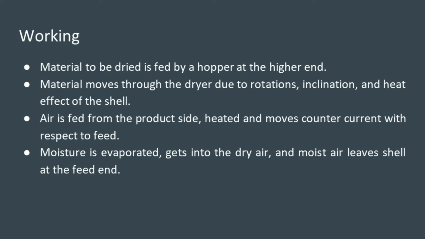Working of rotary dryer. The material to be dried is fed at the higher end of the dryer by a hopper and the product is taken out from the lower end of the dryer. The material moves through the dryer by the virtue of rotation, heat effect, and inclination of the cylindrical shell. The shell is rotated by a gear mechanism at a speed of 2 to 25 rpm.